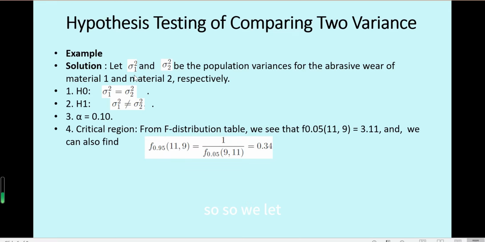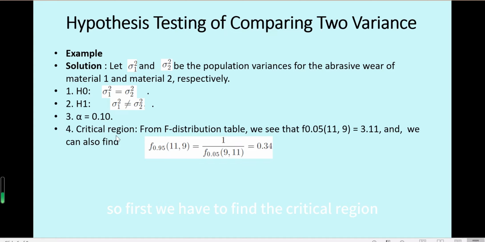So we let sigma 1 squared and sigma 2 squared be the population variances. For the hypothesis, the null hypothesis H0 is that these two population variances are equal. And the alternative hypothesis is that these two population variances are not equal. So this is a two-sided test, and we get the alpha level 0.1.